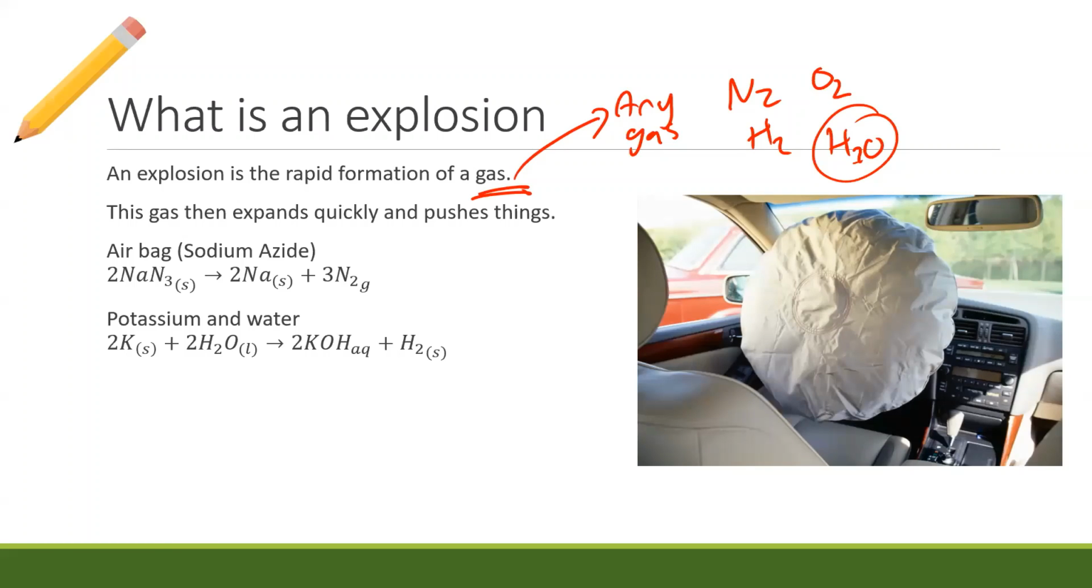I've got two, and I'm going to do one more example at the bottom of explosions. The first one I just pulled out because I thought I should show you one that's useful. And this is the sodium azide reaction. I actually had to look up the name azide, so don't think that I'm a super genius here.